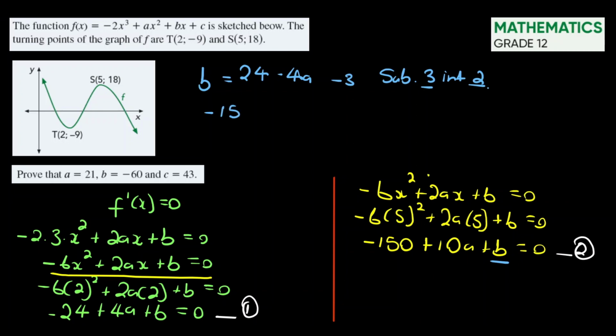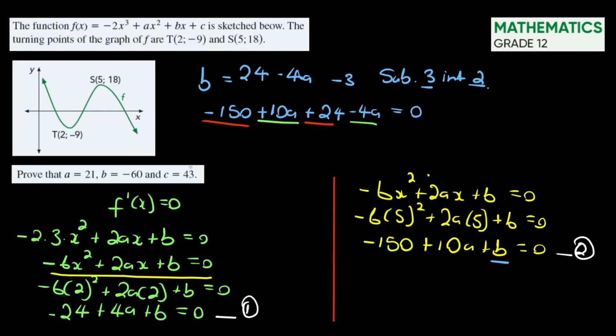We're going to have negative 150 plus 10a, then we're going to substitute 24 minus 4a is equal to 0. So now I use a quick and easy technique to always get these correct, which is to always highlight the like terms so as to not get confused, and I always highlight them with the sign in front of them, which makes it easy for me.